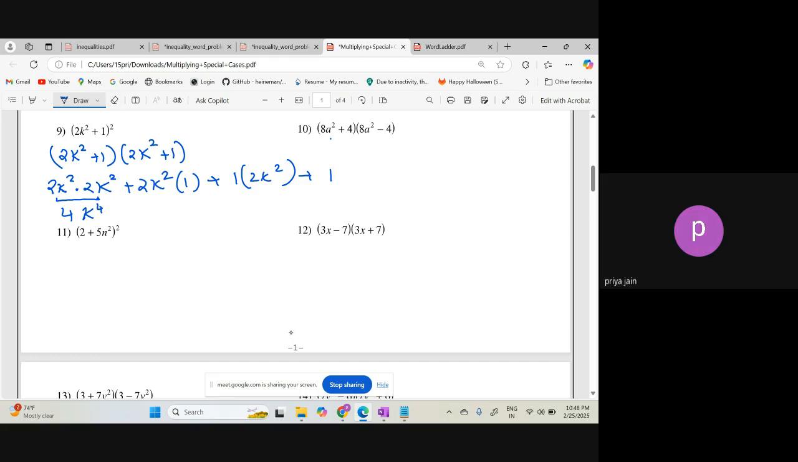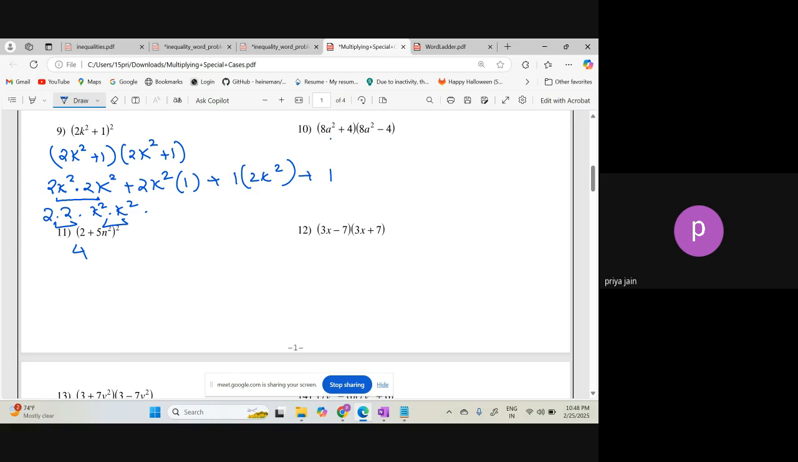So this can be split into this as well. What you do is you do 2 times 2, then you do k squared times k squared. I'm just separating them out. This is going to be 4, this thing. So this again is a law.